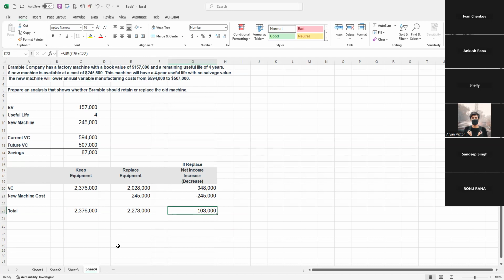Okay, so what are we doing? Replacing or keeping? Replacing. Replace the old one, unless you don't want $103,000. If you don't want $103,000, keep it. Okay, let's go with another question.